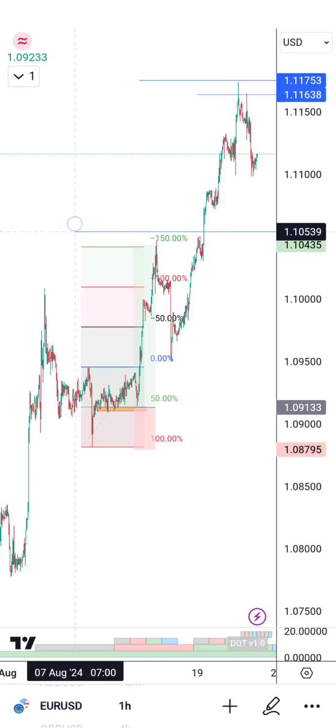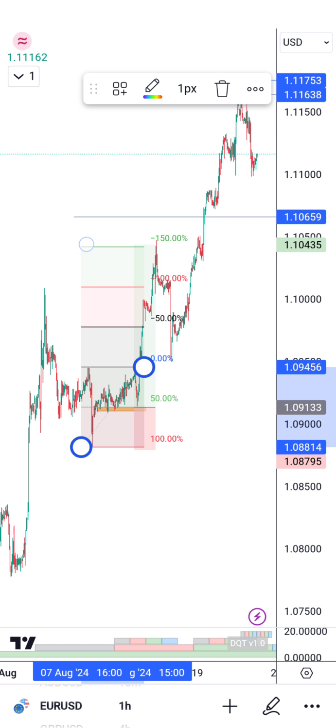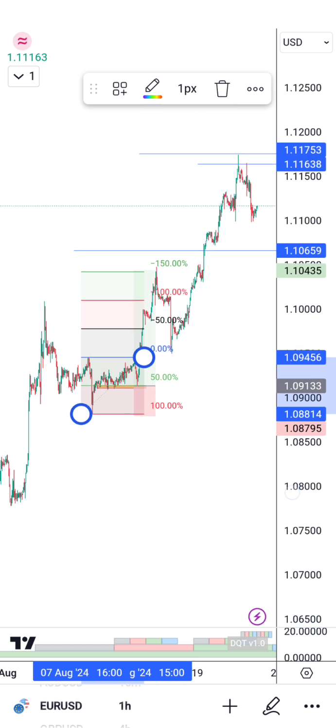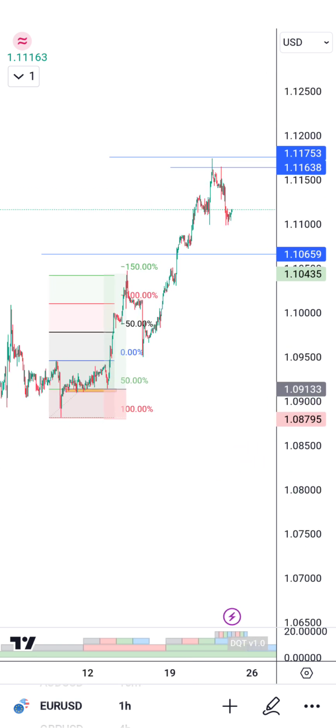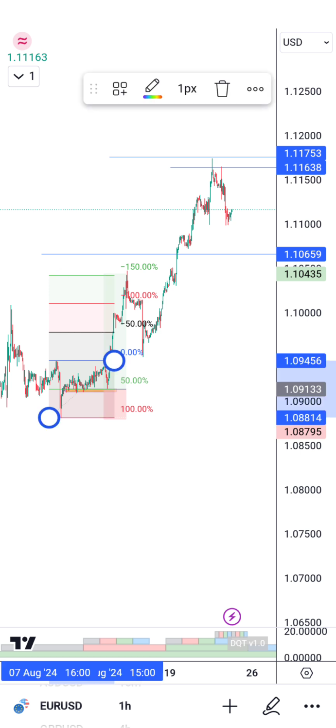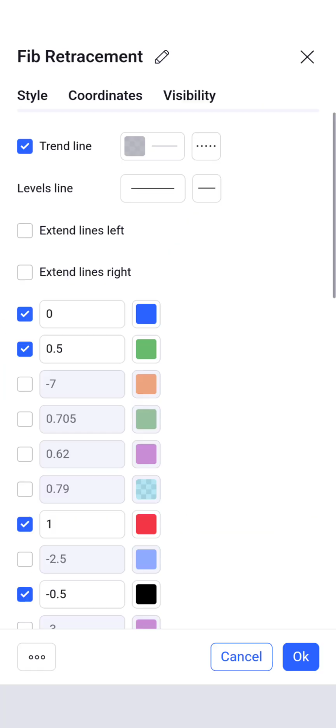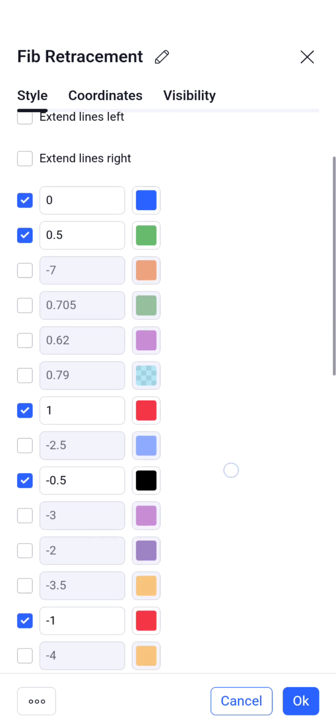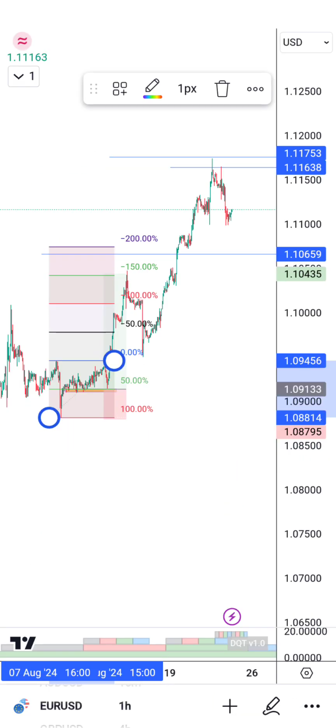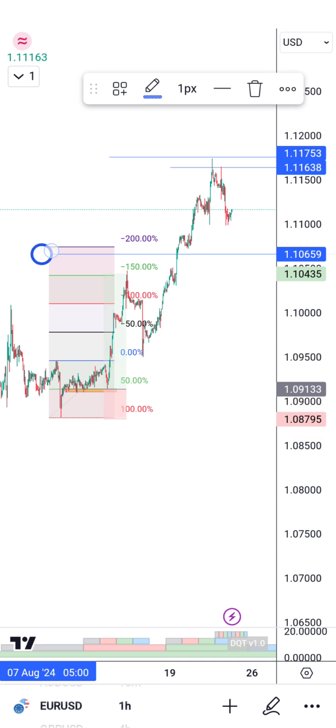Look at how far price traveled. Look at something, how far price traveled. Let's do 2 standard deviations. Let's go to our fib level again and we do 2 standard deviations, which means -2. -2 is 2 standard deviations. You see, these 2 standard deviations. Look at something, price hit that level perfectly.